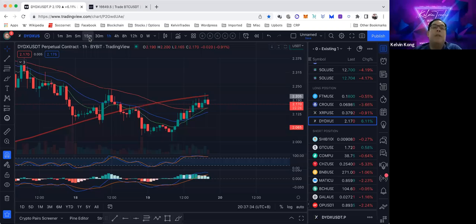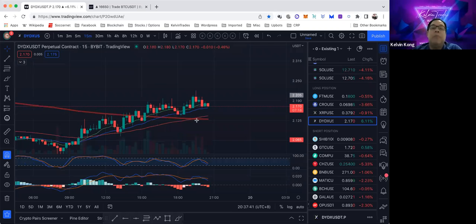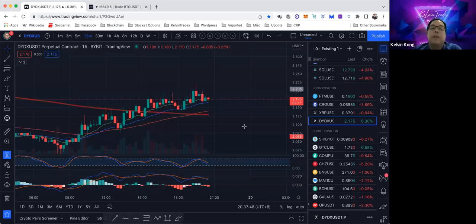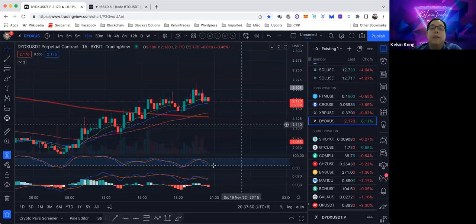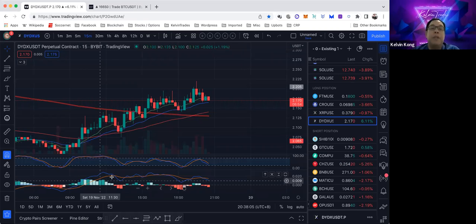Okay, on a 15 minutes chart, it looks very nice. Everything broke above the 200 MA. So let's see, once this goes down and then goes back into the blue zone, let's long it. Short trade lah. Anyway, the MACD on a 15 minutes chart is trading above the zero line.